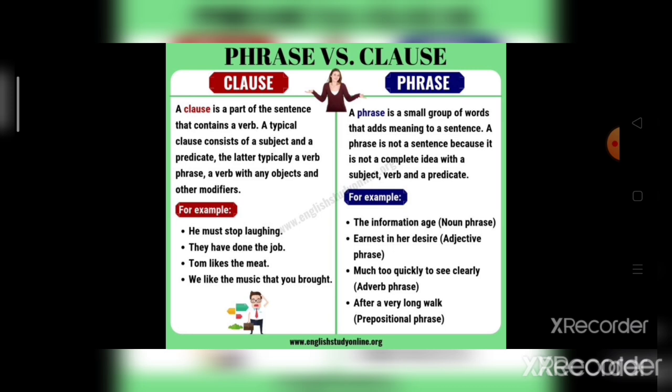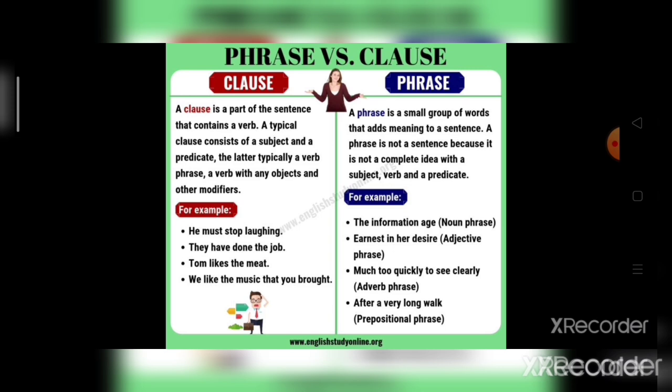They have done the job. In the first sentence, he must stop laughing. Here children, he is the subject and the rest of the sentence, must stop laughing, is the predicate. Whereas, children, a phrase is a group of words that adds meaning to a sentence. But a phrase is not a sentence, children. For example, the information age, much too quickly to see clearly, after a very long walk.